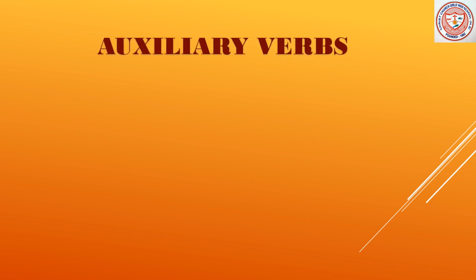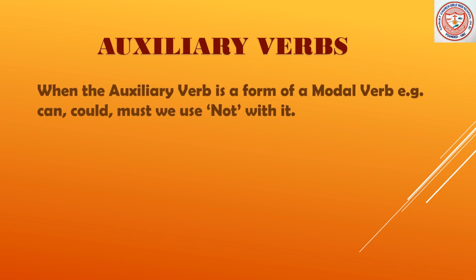Now, we will be talking about the rules of auxiliary verbs. When the auxiliary verb is a form of a modal verb, for example, can, could, must, we use not with it. That means in the cases of auxiliary verbs like can, may, must, etc., we can use not with it. So, let's go through some examples.